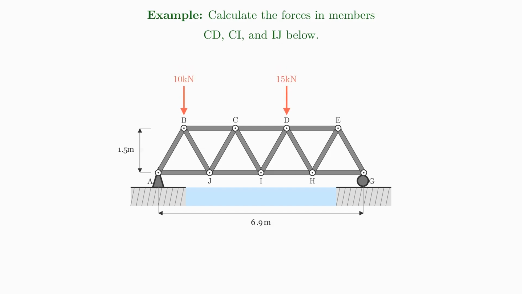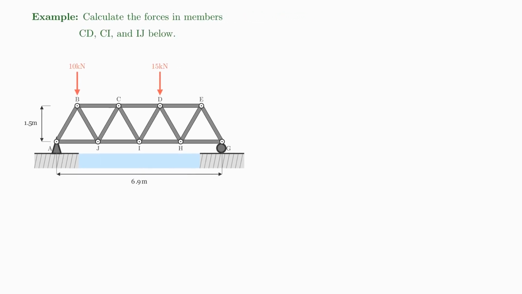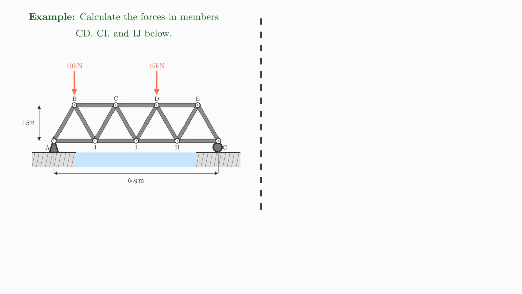In my previous video performing truss analysis using the method of joints, it took a long time to work through this truss, performing calculations at every joint along the truss structure. So if we want to find the internal forces in members CD, CI, and IJ, as they are towards the centre of the truss, it would take quite a long time using the method of joints to get to these members. So instead, we can use the method of sections, which will be faster.